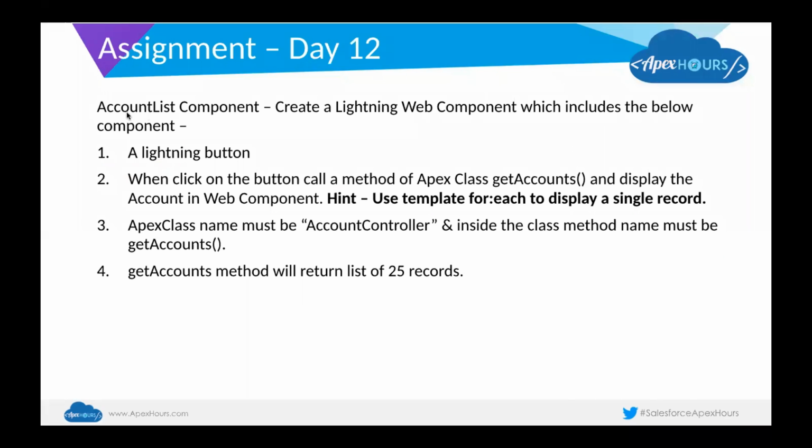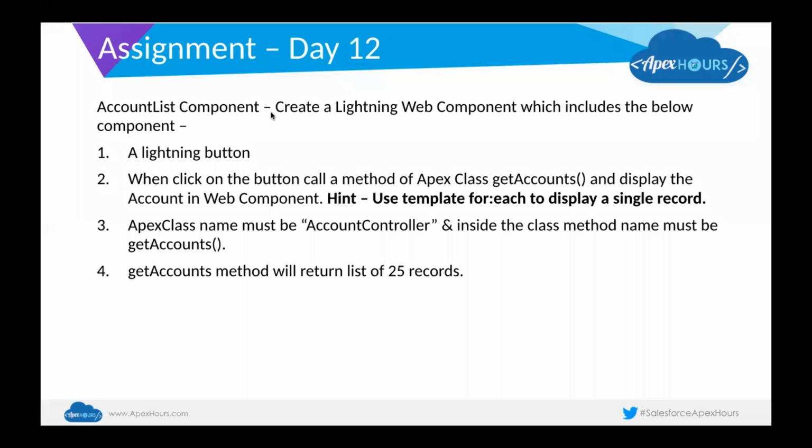And with this, we have got an assignment for today. You need to create a component called account list. Create a Lightning Web Component which displays the list of all the accounts. There should be a button. On the click of that button, you need to call a method which will get the list of accounts. Then you need to display all the accounts inside your web component, and there should be a limit of 25 records.